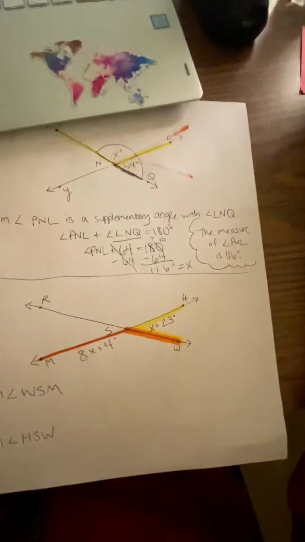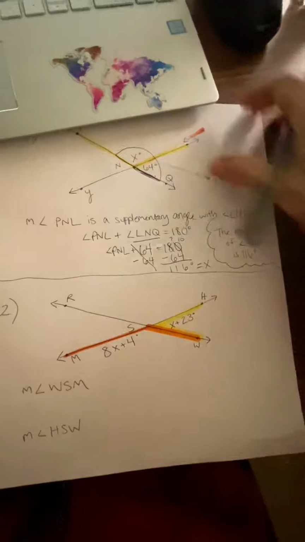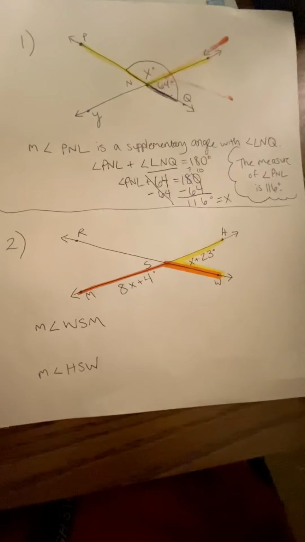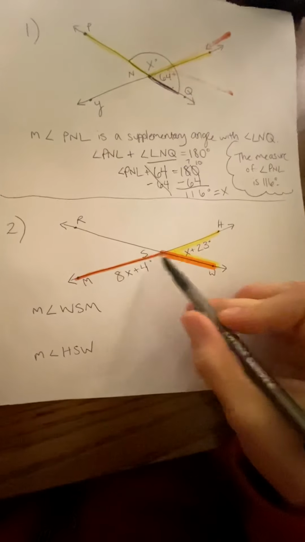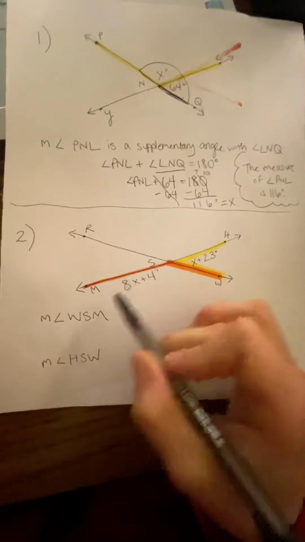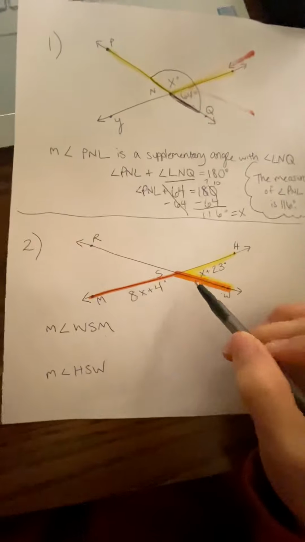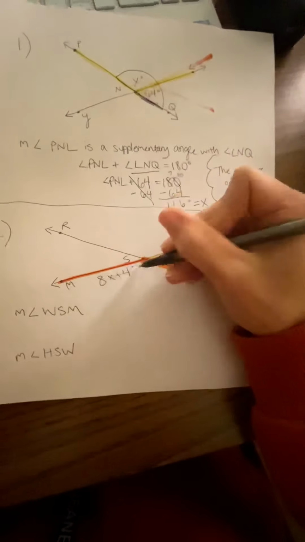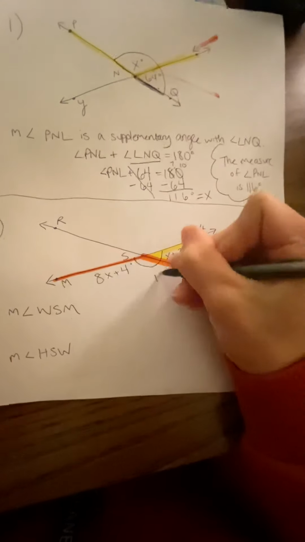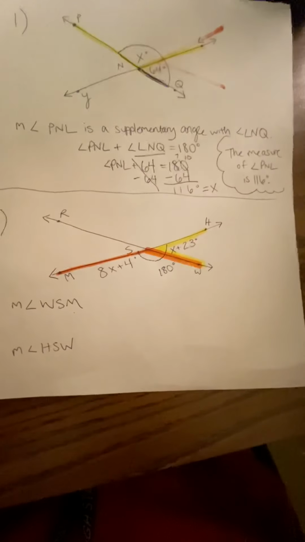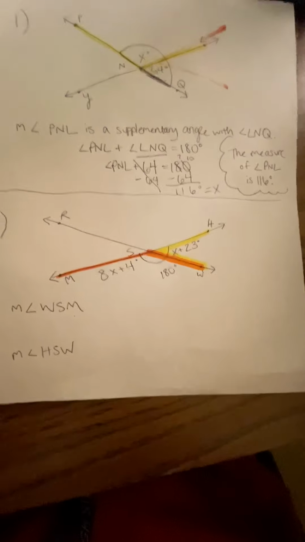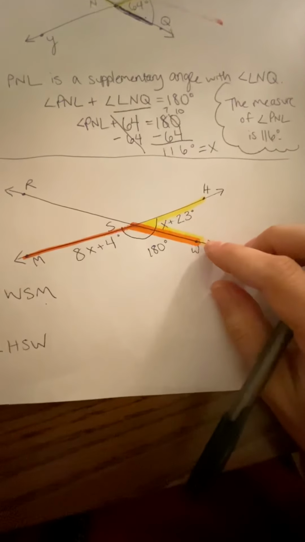All right, so let me know if you have any questions still on number one. Number two is pretty similar in that angle MSW, or WSM as they name it here, and HSW, these two angles combined right here, add to 180. So it's going to involve a little bit more math here, as they don't just give us a number like they did here. We've got to figure things out for ourselves.